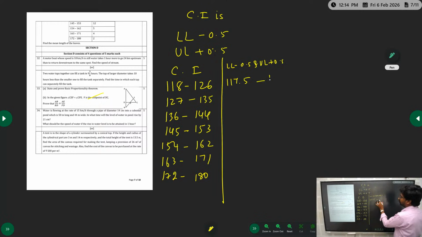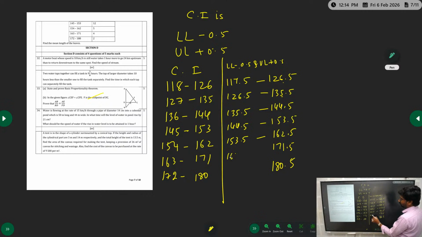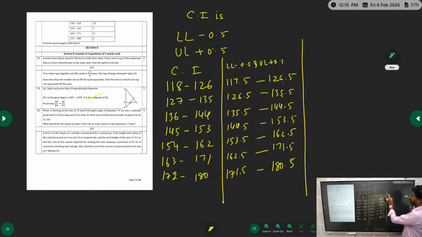117.5, upper limit 126.5. Write all this: 135.5, 144.5, 153.5, 162.5, 171.5. Now repeat: 126.5. Now you see the subtraction is the same. Again write this: 135.5, 144.5, 153.5, 162.5, 171.5.